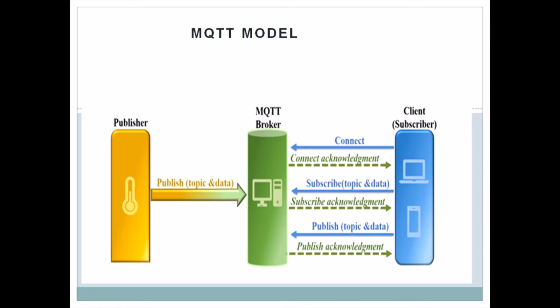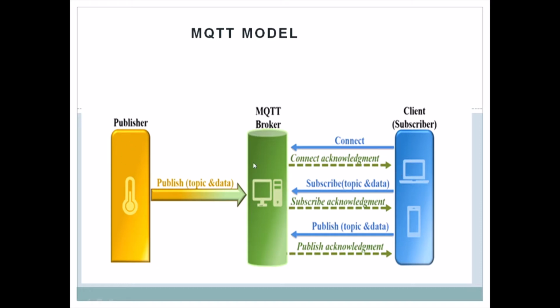So this is the MQTT model. As you see here, the thing in between is the MQTT broker or the server. And this one is a publisher. The publisher sends data to the MQTT broker. Suppose this publisher is, for example, a temperature sensor that is attached to a microcontroller that sends the temperature to the server. And then suppose that this client is someone having a computer or a smartphone who is receiving the data from the temperature sensor.